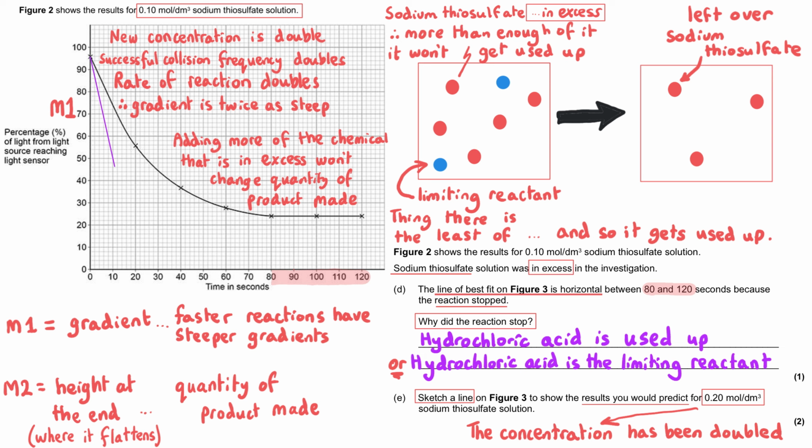And so all that will happen is that hydrochloric acid will end up getting used up faster, but we're going to flatten our line out at the same position. It still needs to finish at 24%. It needs to level off at 24% and be steeper than the original line. 1 mark for each of those features.